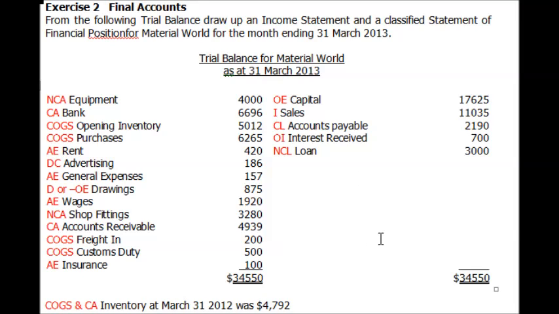So there you go, there's classifying. Remember that your assets, liabilities, and owner's equity all go on your balance sheet, and your income and your expenses go in your income statement.